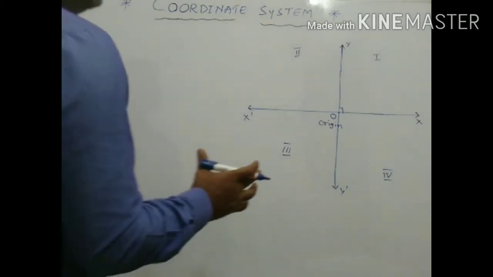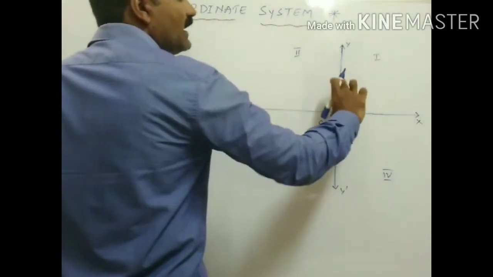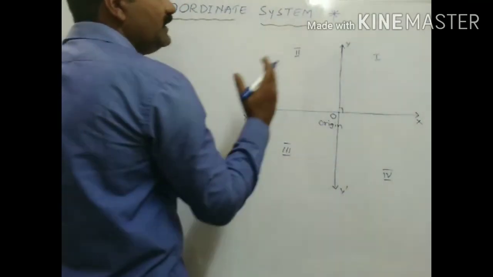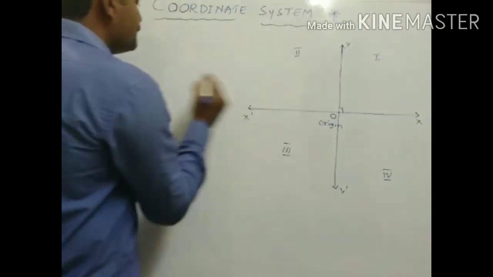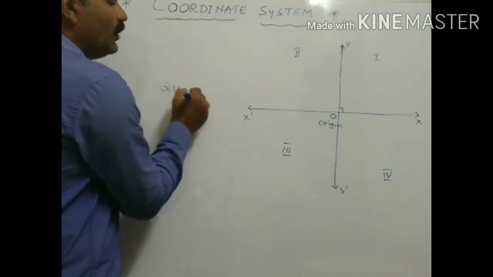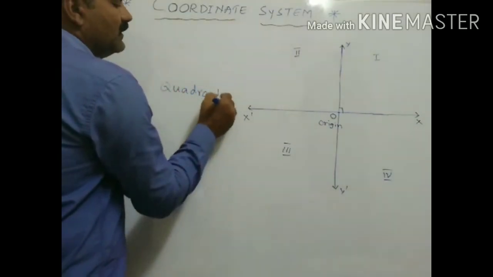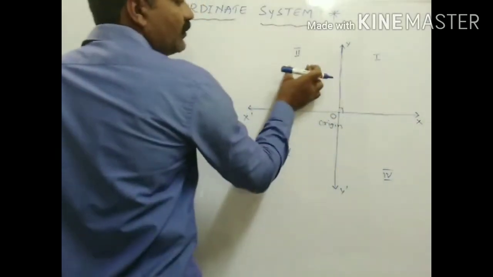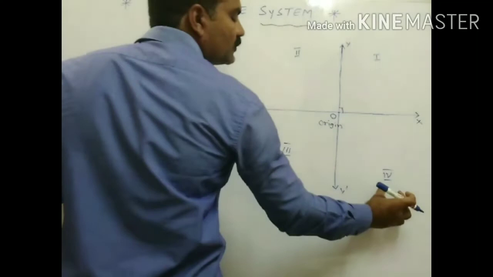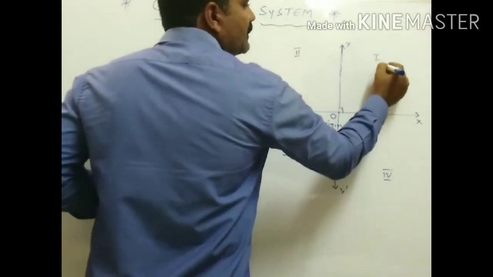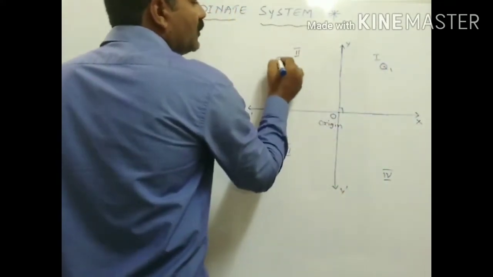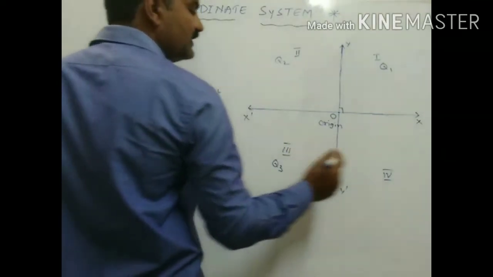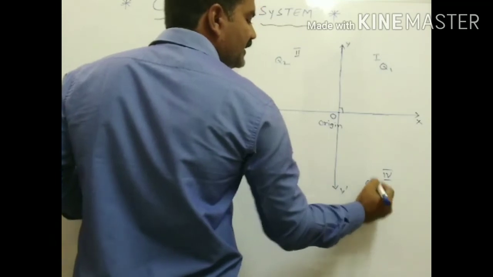So finally, both the x-axis and y-axis divide this entire coordinate plane into 4 equal parts, and each part is known as a quadrant. So first quadrant, second quadrant, third quadrant and fourth quadrant. The first quadrant we usually denote with Q1, followed by Q2 for the second quadrant. The third quadrant is denoted by Q3 and the fourth quadrant by Q4.